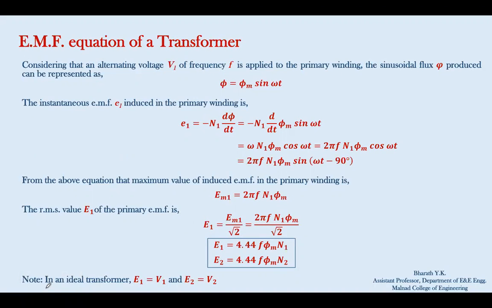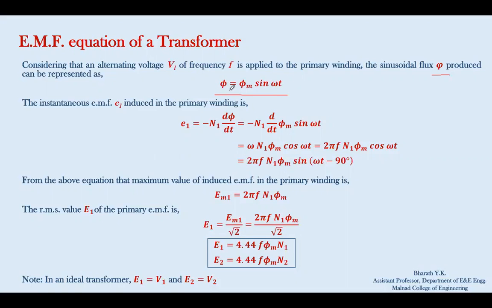Now we have to derive the EMF equation of a transformer. Let us consider that an alternating voltage V1 with the frequency f is supplied to the primary winding of the transformer. Because of this, an alternating current I1 starts to flow through the primary winding. This alternating current I1 will induce flux phi in the transformer core, whose equation is given by phi is equal to phi m sin omega t. This equation is in the form E is equal to Em sin omega t.